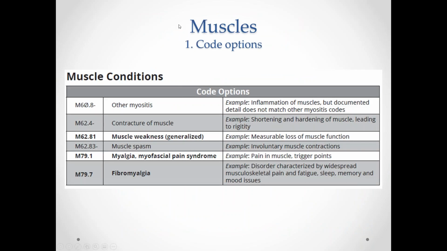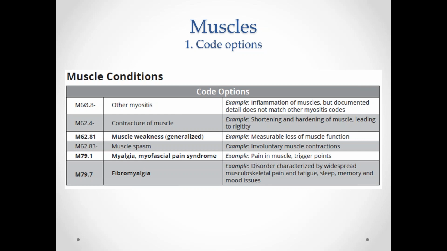So the next condition here that I want to look at is muscles. Muscles is kind of a broad category, but what I tried to do is capture the diagnosis codes I think you're most likely to need if a patient has a muscle problem. So I've listed 6 different groups of codes here. You'll notice the first one, M60.8, is for myositis. M62.4 is contracture. M62.8 are weakness and spasms. And then the M79s I put in here are just 2 of them: myalgia and fibromyalgia.